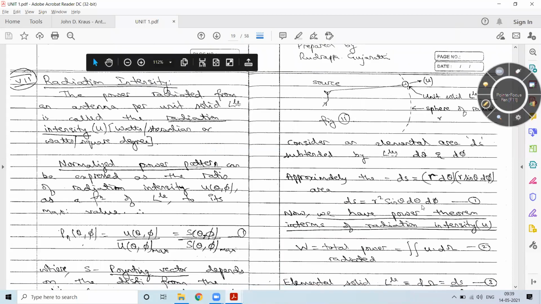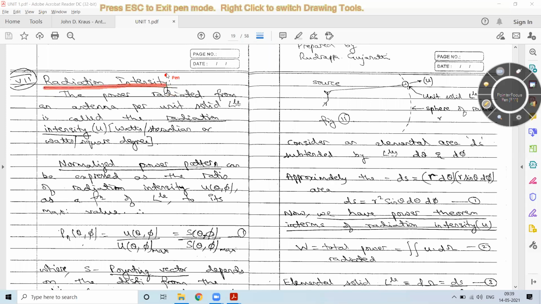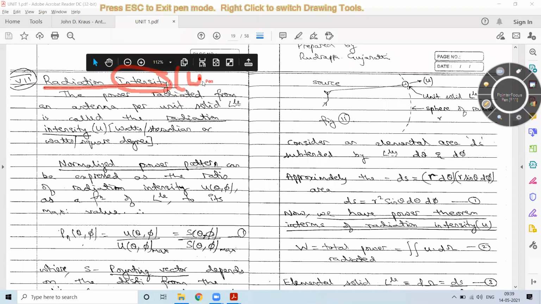So continuing with the next parameter, that is radiation intensity, or sometimes just termed as intensity. So how is this intensity defined? This is represented with capital U. Radiation intensity is defined as the radiated power per unit solid angle, and this radiated power is considered from the antenna.